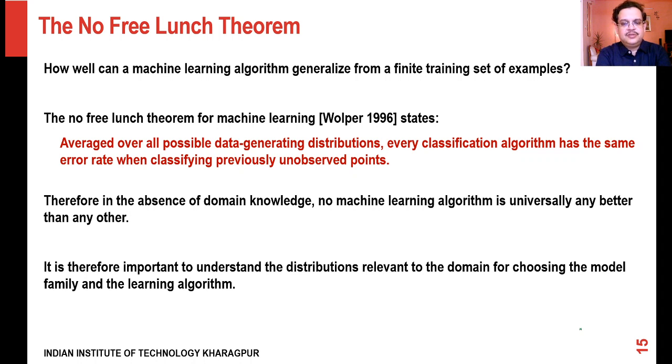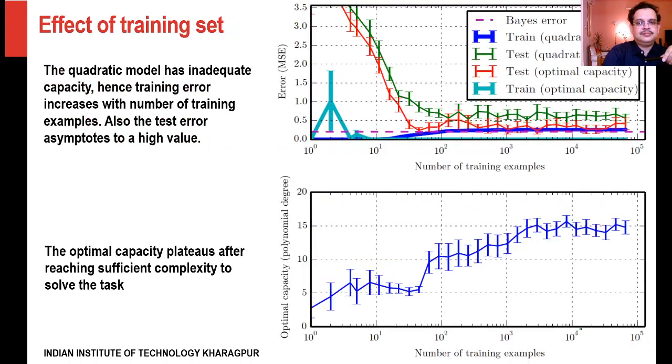So therefore it is important that if we have domain knowledge about the distribution from which the data is coming, then we will choose the function by which we try to fit that data with that understanding of the underlying data distribution. Now, how do we go about choosing this capacity is another very interesting problem.